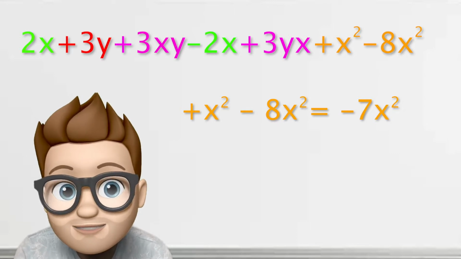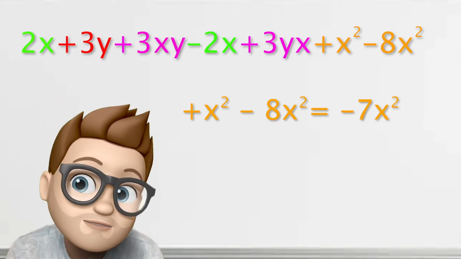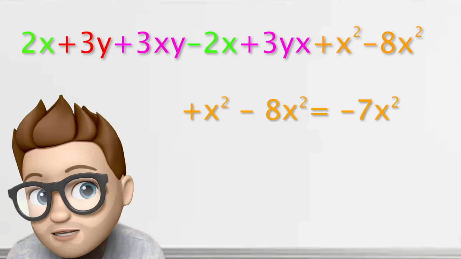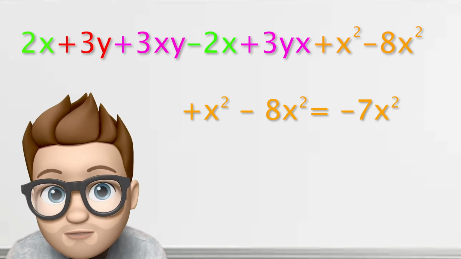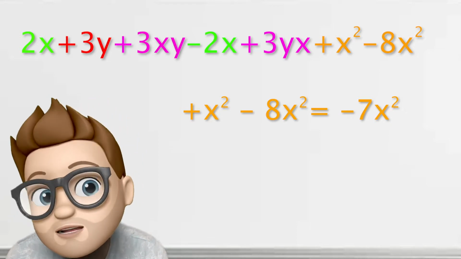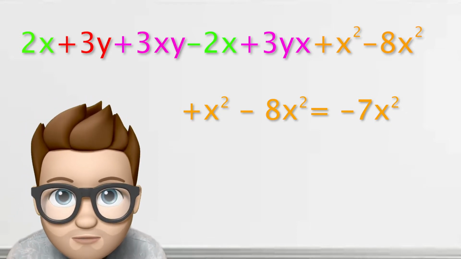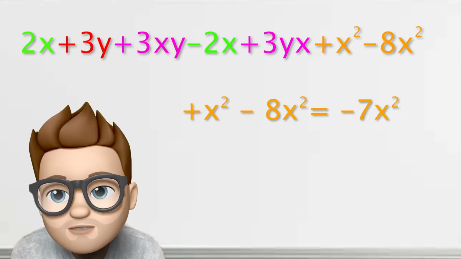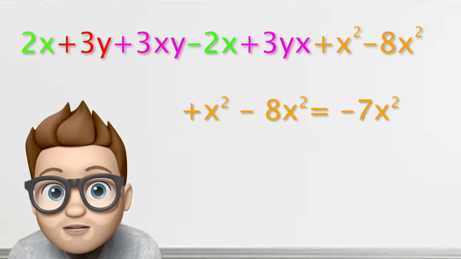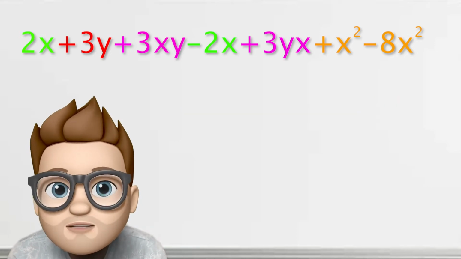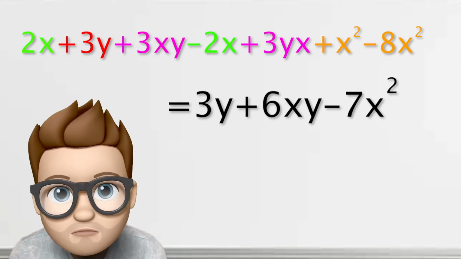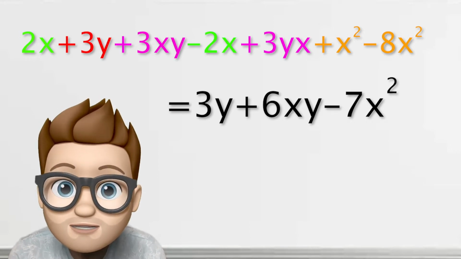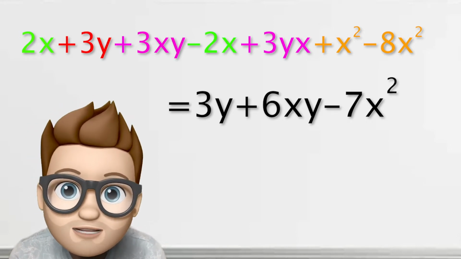X squared minus 8x squared. Well, let's look at this. If I have x squared and I take away 8x squared, what do I have left? Well, if I have $1 and I spend $8, I now owe $7. So I have minus 7. And minus 7 what? Well, minus 7 x squared. So when we combine all that together, we get our final answer of, well, 0 x's, so we won't even worry about that, 3y plus 6xy minus 7x squared.